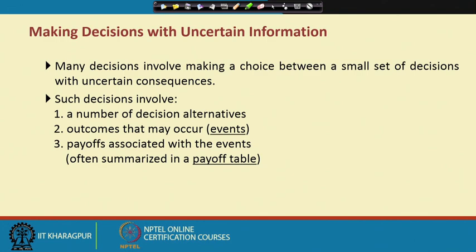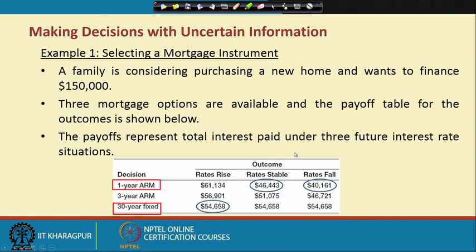So, what will we have here? Such a decision making process involves a number of decision alternatives and outcomes that may occur, which are called events. Then the payoffs associated with these events are sometimes summarized in the form of a payoff table, or what is called a payoff matrix. Now let us start with a simple example, making decisions with uncertain information.